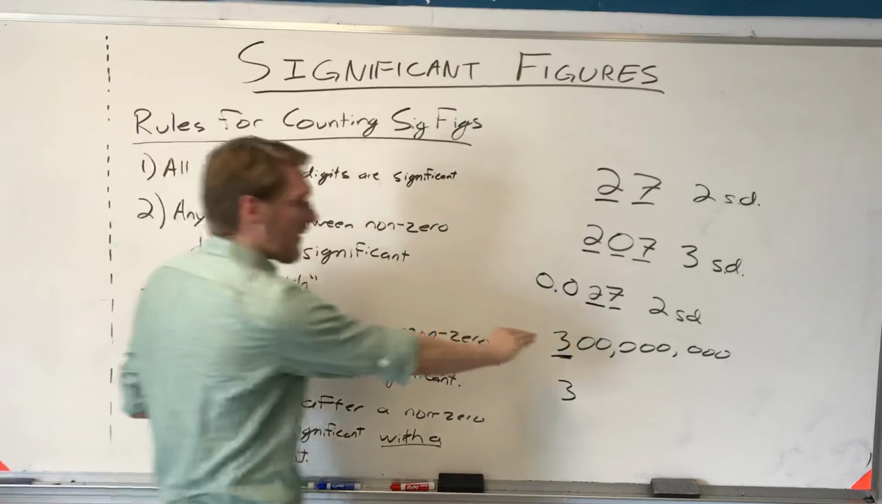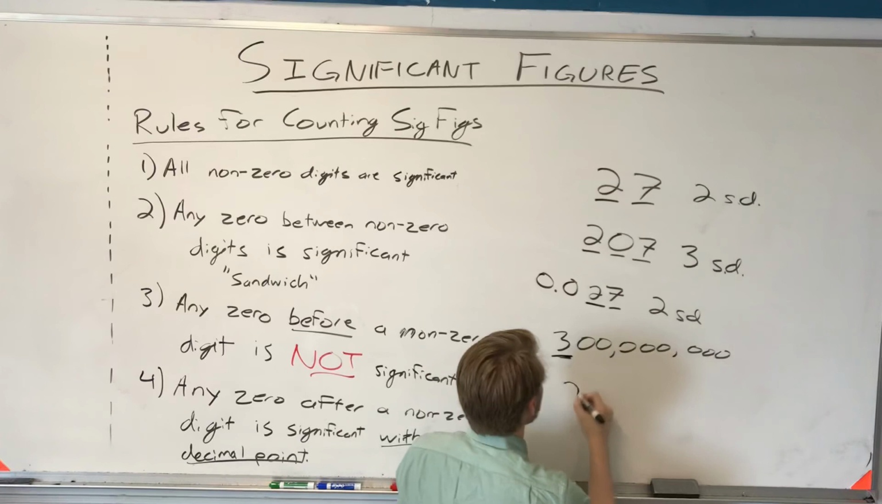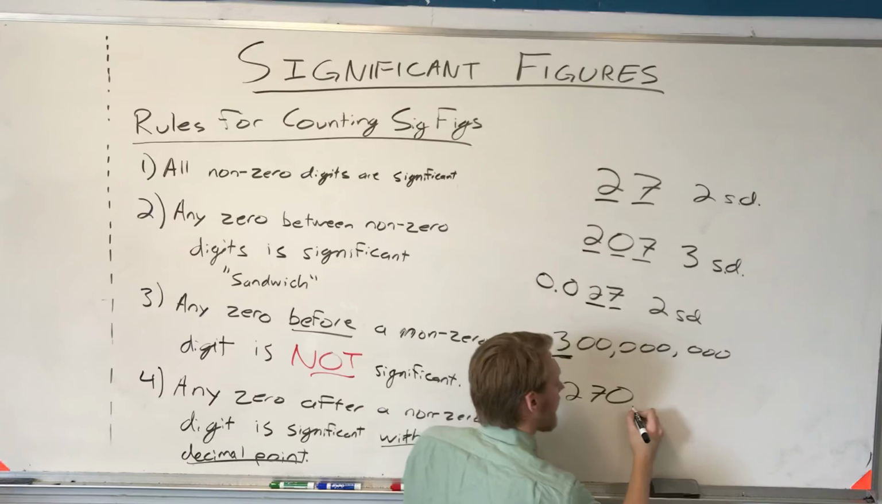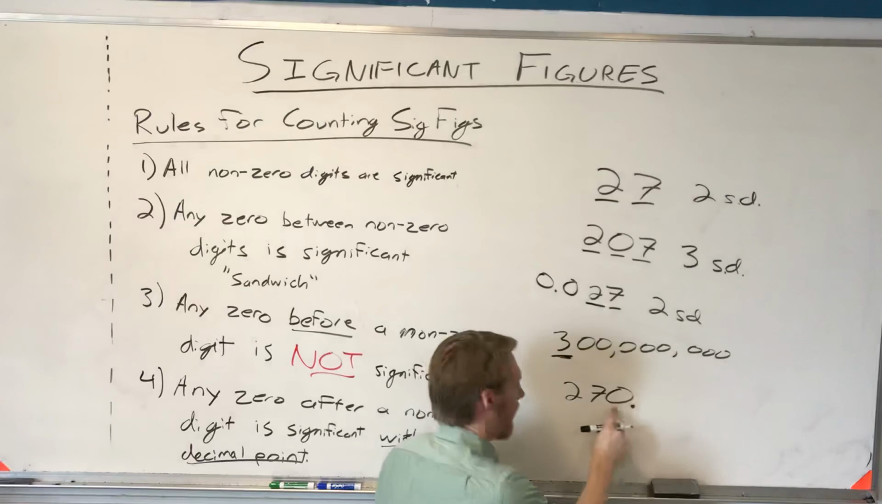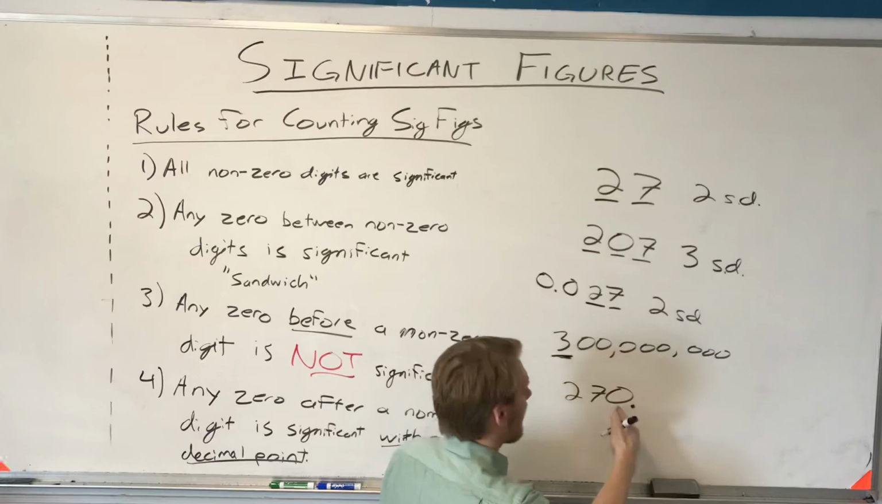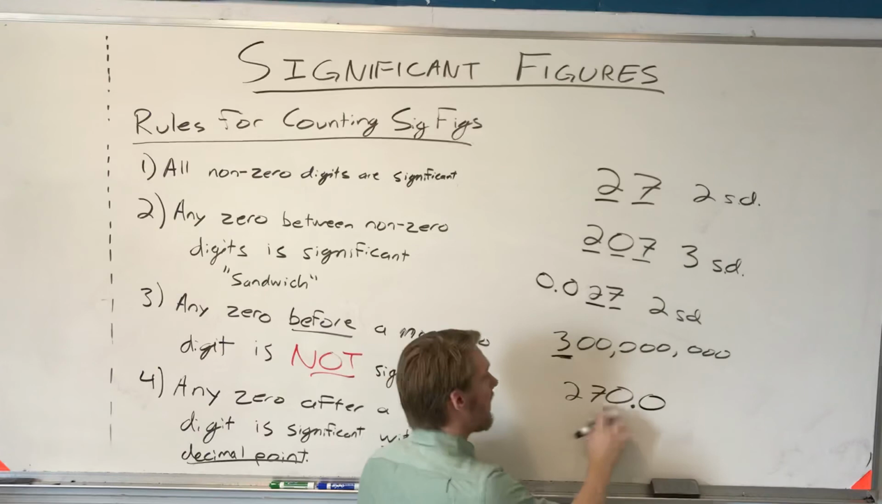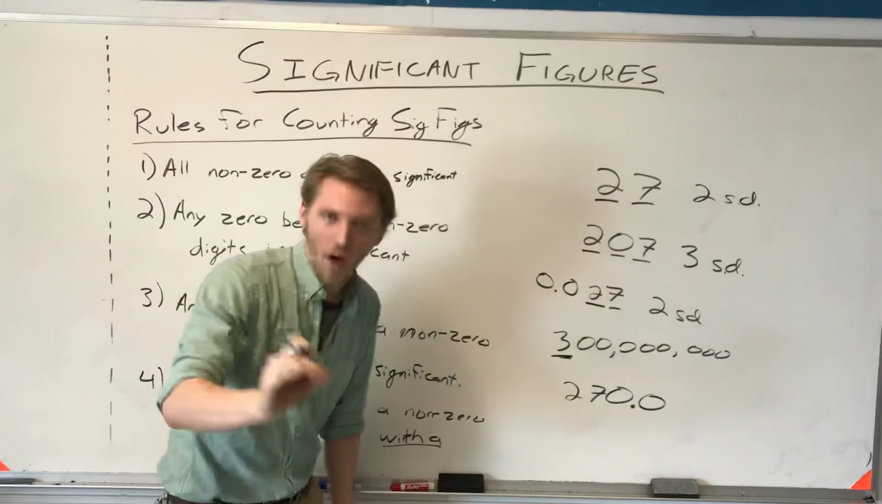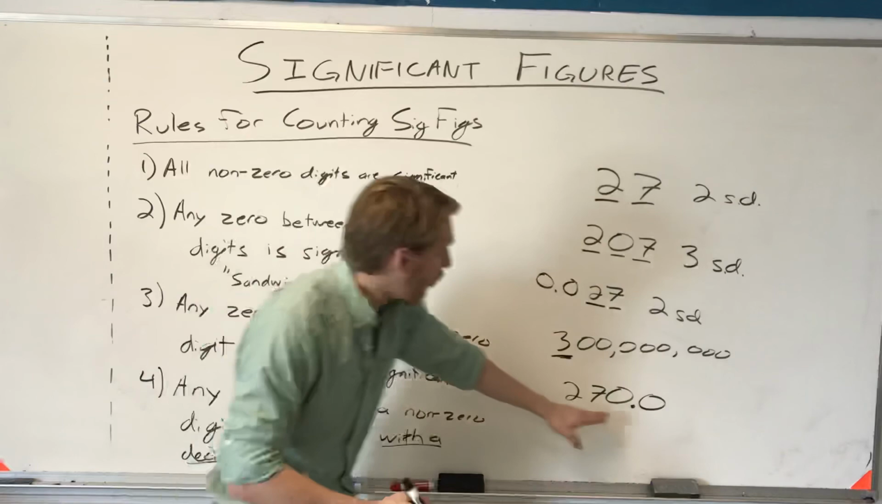Let me come back to 270. This number totally changes if I write it like this, with a decimal point. Now that decimal point is telling me something. It's saying I measured something and it was exactly 270. It wasn't 271 and it wasn't 269. It was 270. That zero is now known. It means that this zero is now significant. It's saying that I know that's 270.0 and not 270.1 or 269.9. So when I have a decimal point, now the number becomes significant.